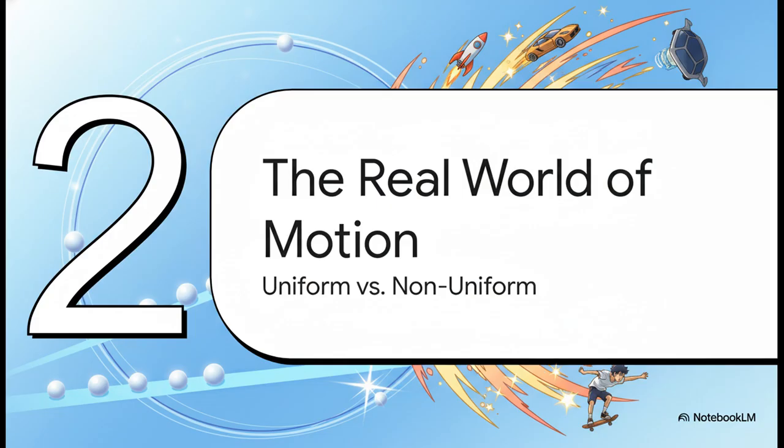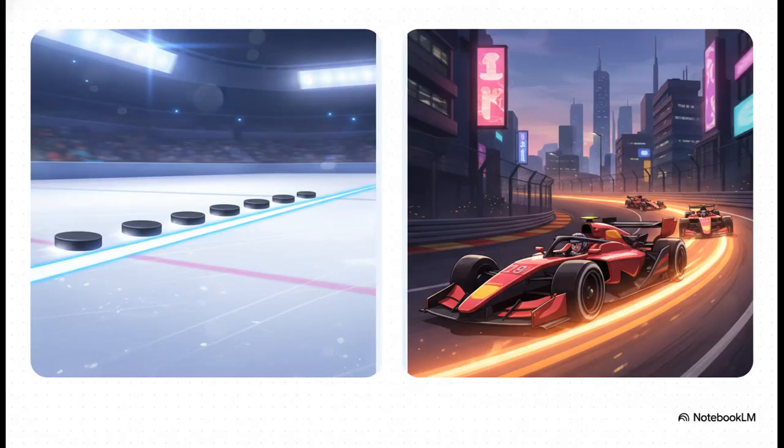So now that we've got a handle on what velocity actually is, let's talk about the two main ways things can move. And believe me, this distinction is everything when it comes to understanding motion in the real world. On one hand, you've got uniform motion. This is perfect idealized motion, where an object has a totally constant velocity, meaning its speed and its direction never ever change. Think of a satellite cruising through deep space.